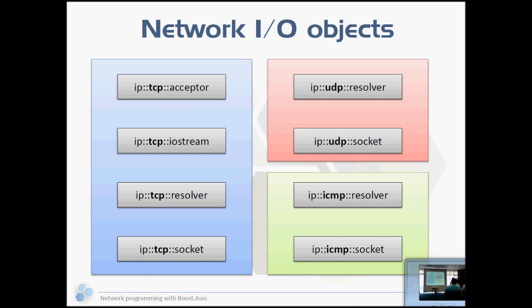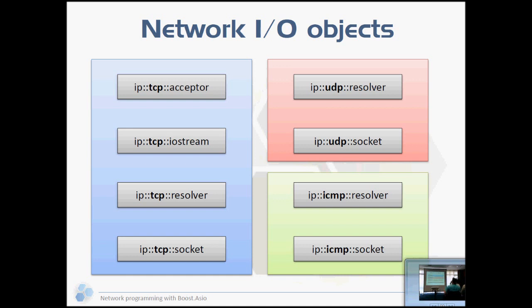If you are more interested in UDP, you have a resolver and a socket, and if it comes to ICMP, there's also a resolver and a socket. I think TCP everybody is familiar with. UDP is the unreliable form of TCP, and ICMP is something you use when you ping another host, for example. So maybe another protocol most people want to use.